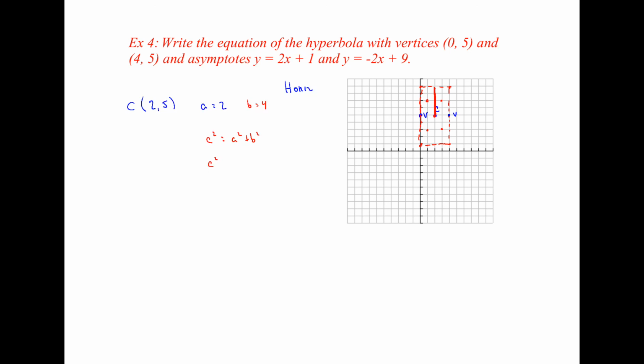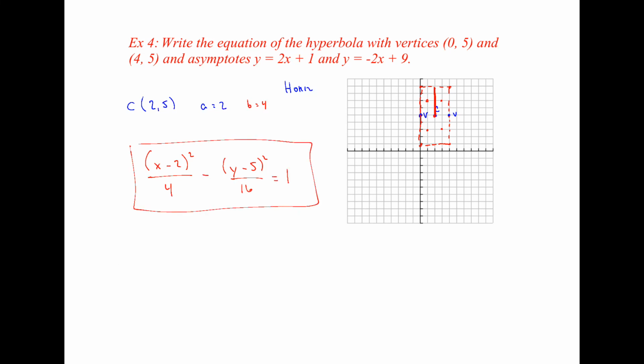So that's enough to figure out what C squared is. So C squared, well actually, do we even need C squared to write the equation? We don't. So I guess I'm trying to find more information than I need. So it looks like we have what we need. It's horizontal. So since it's horizontal, we have x's first. So x minus 2 squared over a squared. It goes with the positive term. Minus y minus 5 squared over b squared, which would be 16, is equal to 1. And so there's our equation for the hyperbola. And then lastly, once again, write your summary for hyperbolas.